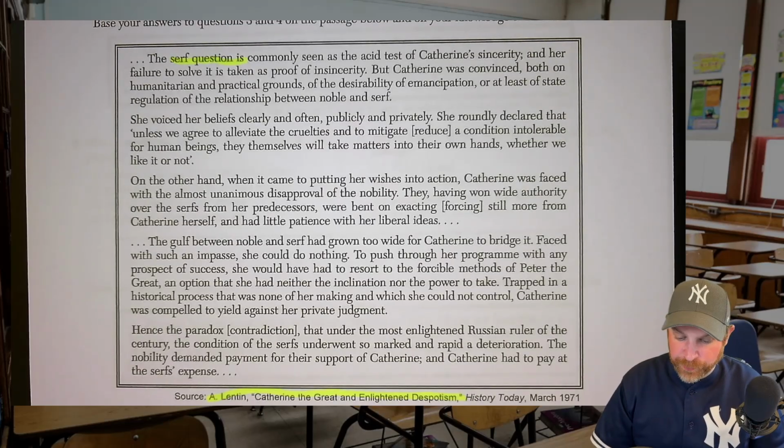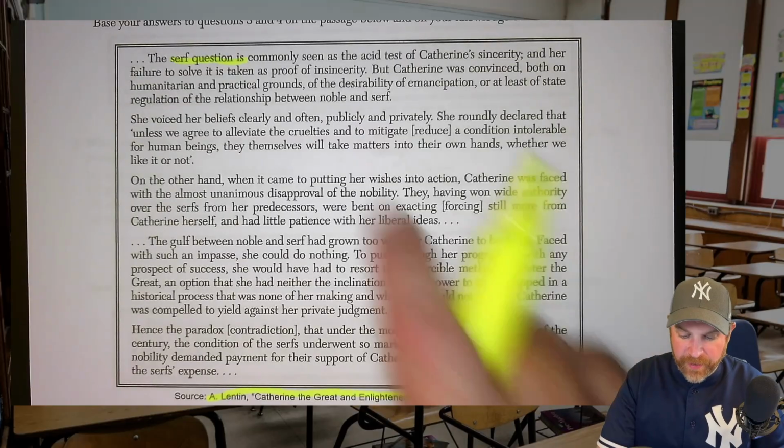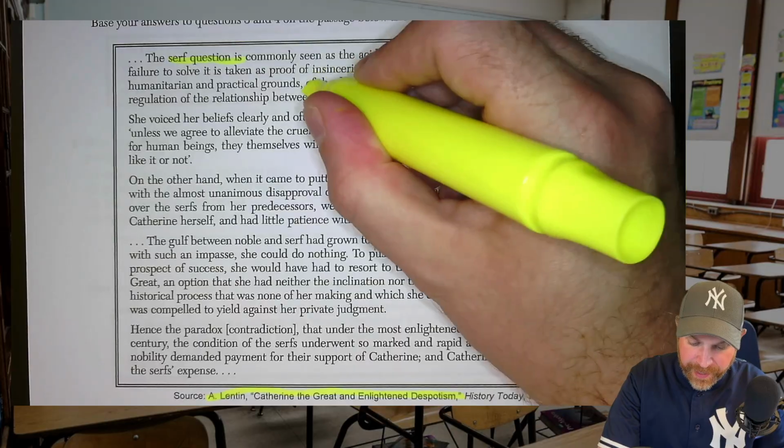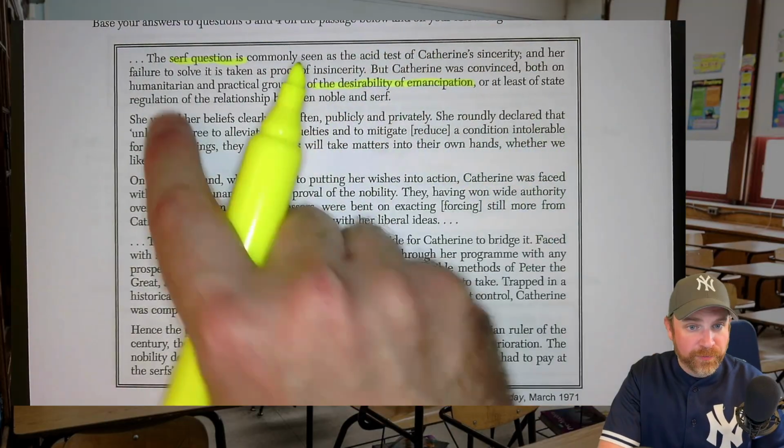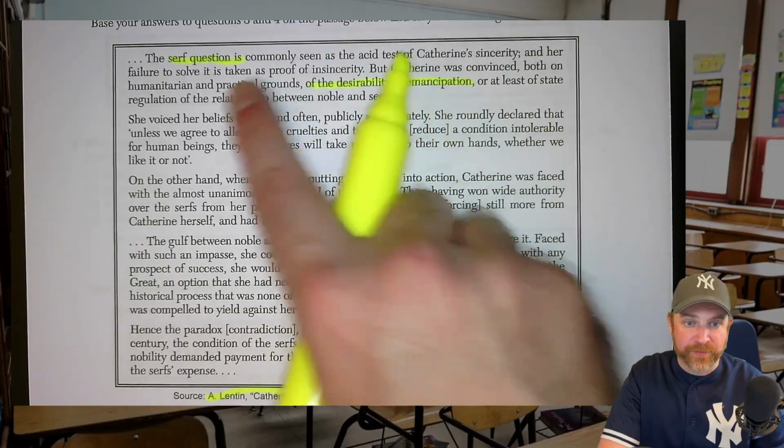solve it is taken as proof of insincerity. But Catherine was convinced, both on humanitarian and practical grounds, of the desirability of emancipation. So she's desiring to emancipate somebody. Who? The serfs. To emancipate means to free somebody.